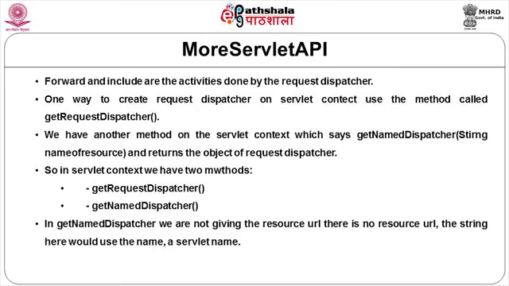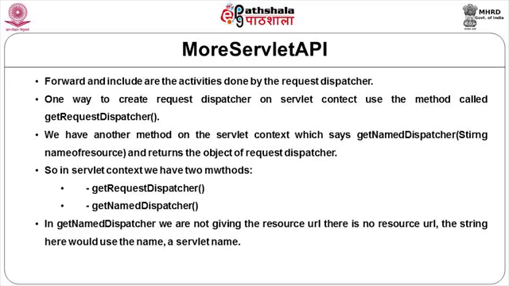It takes a string which is the name of a resource and returns the object of request dispatcher. So in servlet context we have two methods, one is getRequestDispatcher and the other is getNamedDispatcher, both of them giving us a request dispatcher. This second one is interesting. The second one says getNamedDispatcher. What do we specify here?